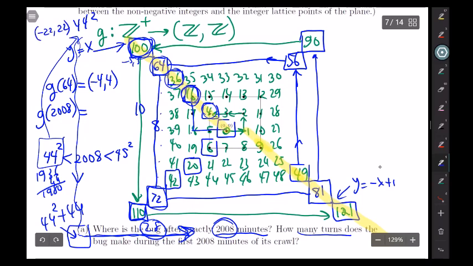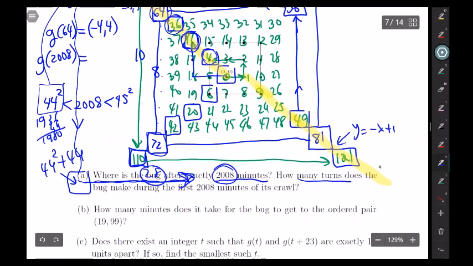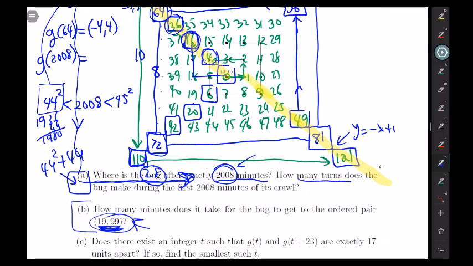All right? Oh, by the way, for those of you who already finished and want to see the next question, that's the next question. How many minutes does it take for the bug to get to the ordered pair 1999? In the previous question, we were given the minutes and it asked for the coordinates. Now we are given the coordinates and it's asking how much time until we get to that lattice point.